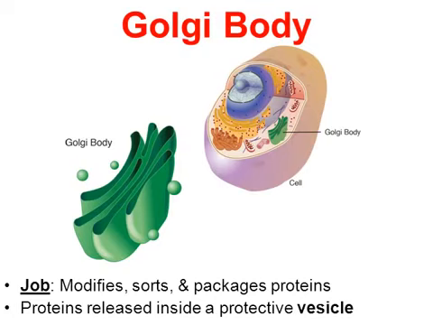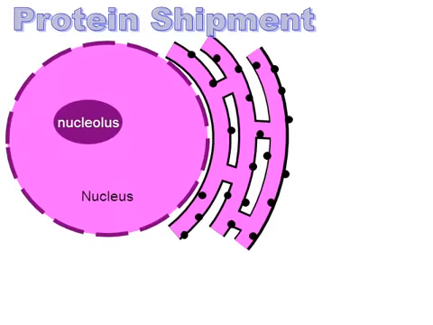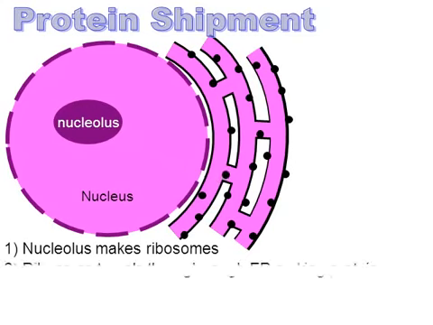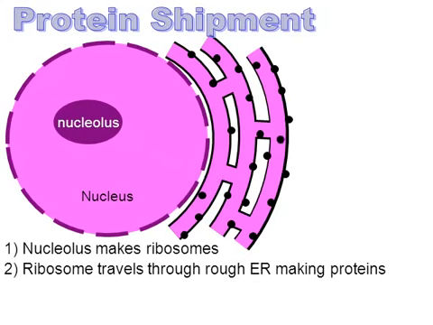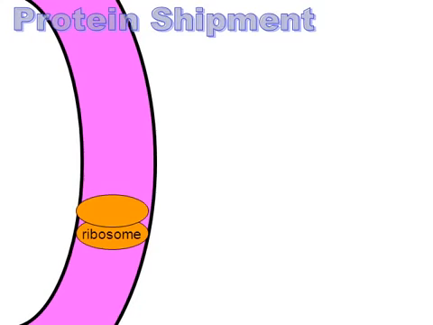And so let's go ahead and review what we've learned really quick. When we look at the process of shipping out of protein, in our animation we can see the nucleolus is releasing a black dot. That black dot represents a ribosome. So the nucleolus makes a ribosome. Notice that ribosome then travels through that rough ER, that system of tubes and tunnels. So the ribosome is traveling through the rough ER making a protein. Well, let's zoom on in for a closer look. So there's the ribosome.